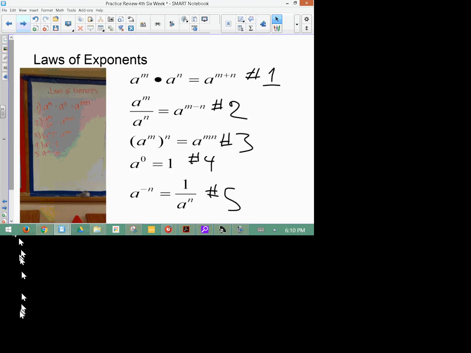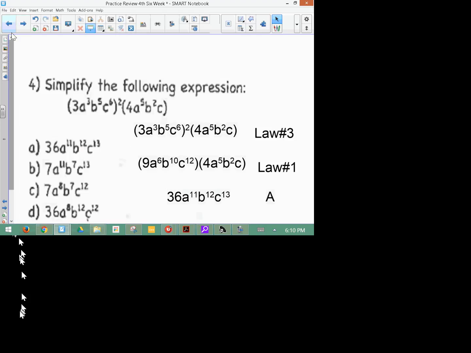So let's see what law we use. Notice that I rewrote it so it'd be a lot clearer. I have an expression that's squared, so I got a power to a power. Before I can even multiply this, I have a power to a power here: a to the power 3 to the power 2, b to the power 5 to the power 2, and c to the power 6 to the power 2. So this exponent is on all of this stuff.